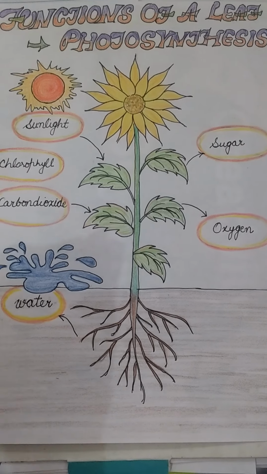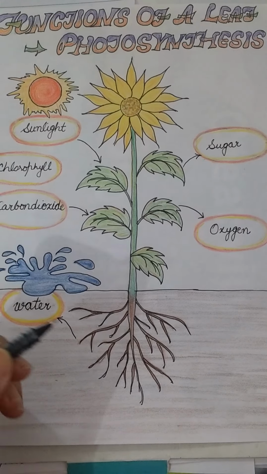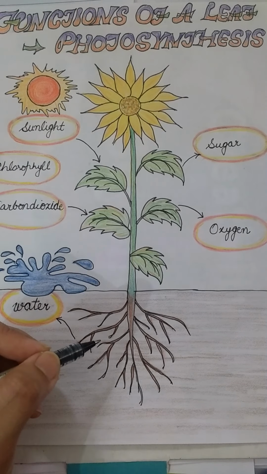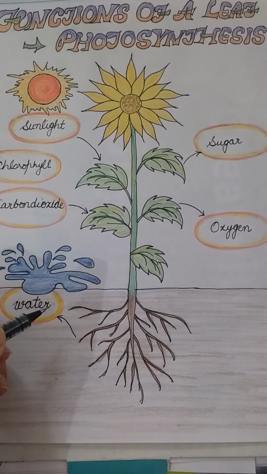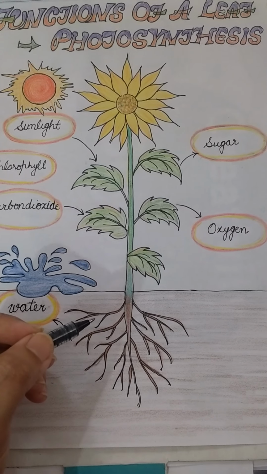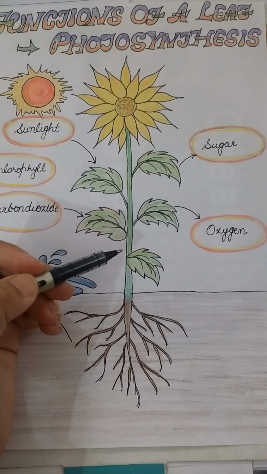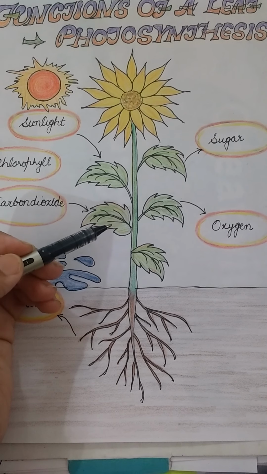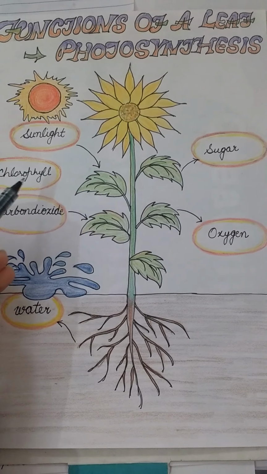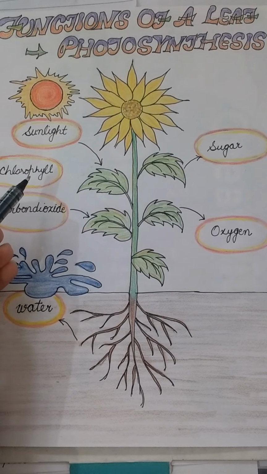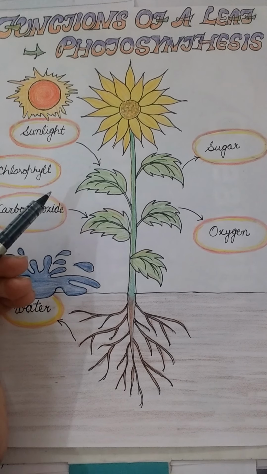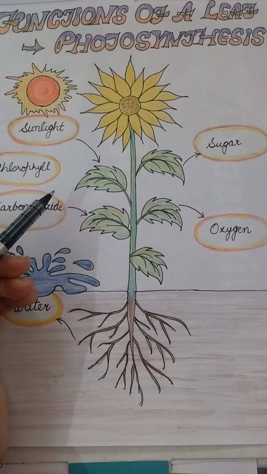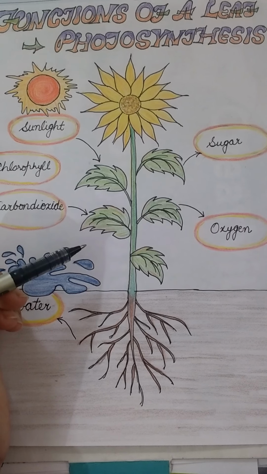First of all, the very first need is water. Generally, water is absorbed by the roots from the soil, and the roots send this water to the stem, and from the stem it reaches the leaves. And the second requirement is chlorophyll. Chlorophyll is a green pigment present in a very special structure known as chloroplast inside the leaves.